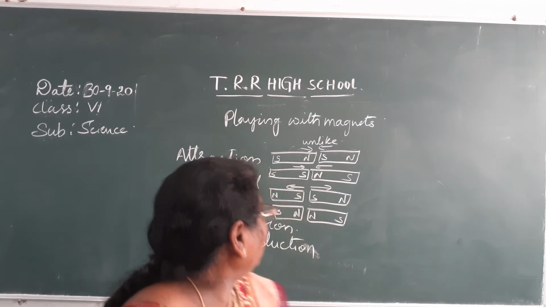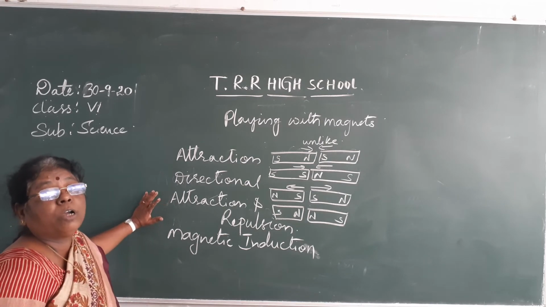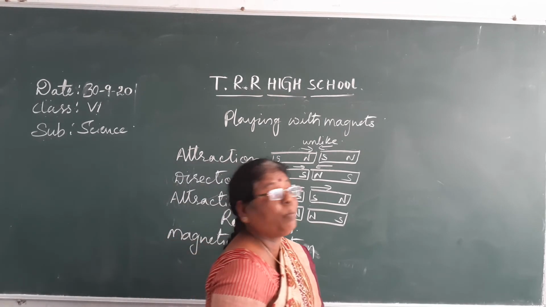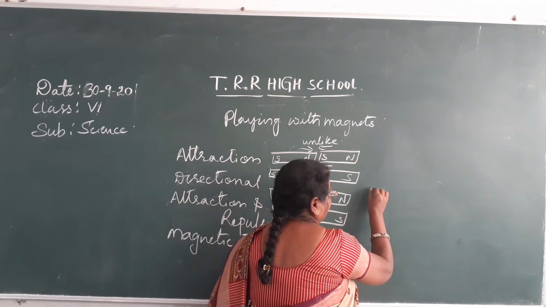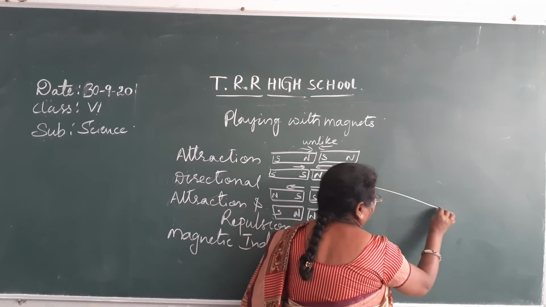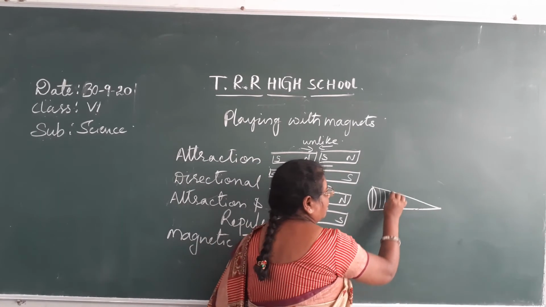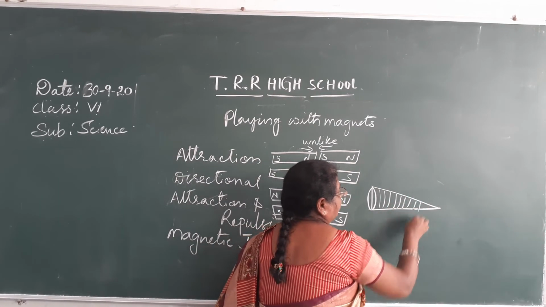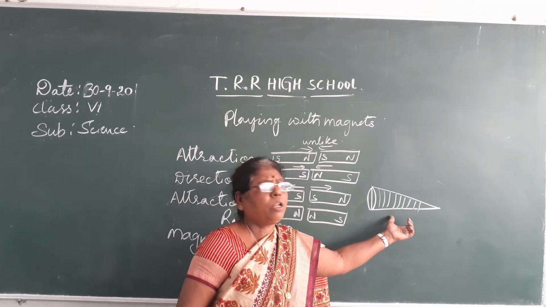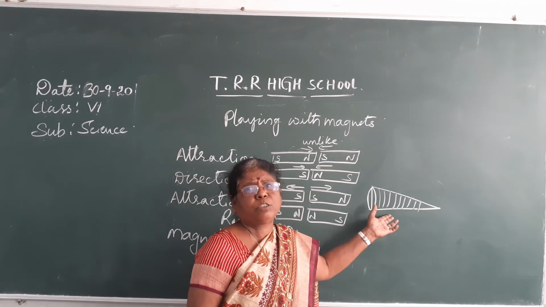So here what we have discussed is magnetic induction. These are the properties you have to remember. And how to make your own magnet, very important. Take an iron nail. This is an iron nail. Now bring this iron nail close to safety pins or other pins, it will not attract. Why? Because this is a magnetic material, it is not a magnet.